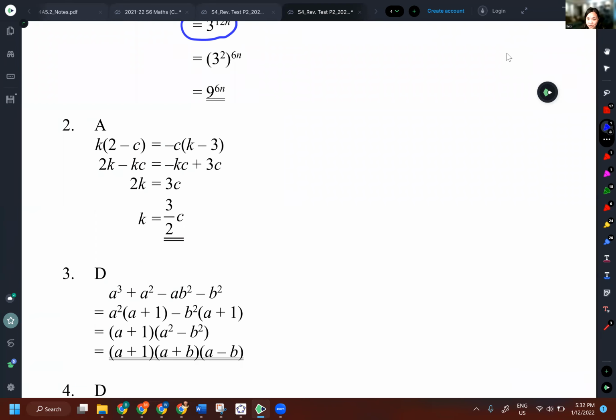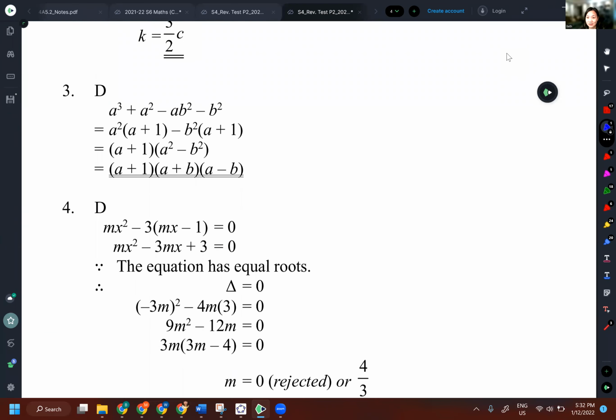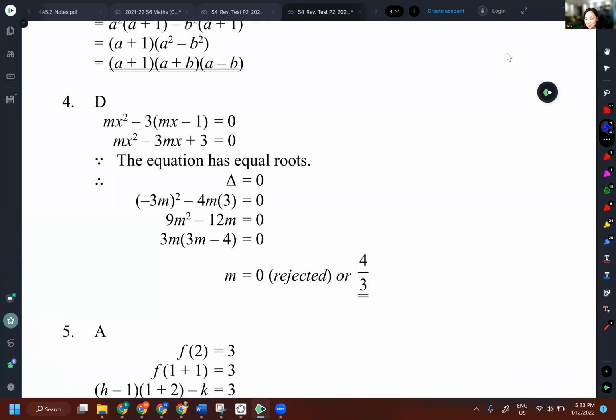Question 2, change of subject. Question 3, factorization. This is the grouping method. Question 4, the equation has equal roots, therefore delta is equal to 0. And in delta, A, B, and C are all coefficients of the equation. It shouldn't have x in it anymore.